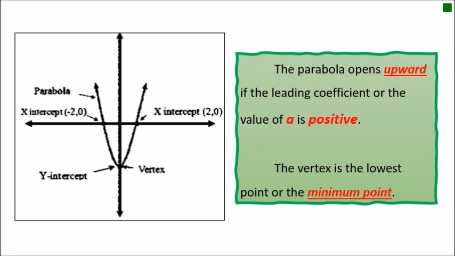Since ang ating standard form, di ba, ay ax squared plus bx plus c equals y, or y is equal to ax squared plus bx plus c. So, yung a dyan, yung nasa unahan, yan yung titingnan natin sa opening ng parabola natin. So, if a is positive, meaning to say, a is greater than 0, so ayan yung mga 1, 2, 3, and so on and so forth, ang parabola natin ay opens upward. So, kagaya nung nasa example or nasa picture na to.